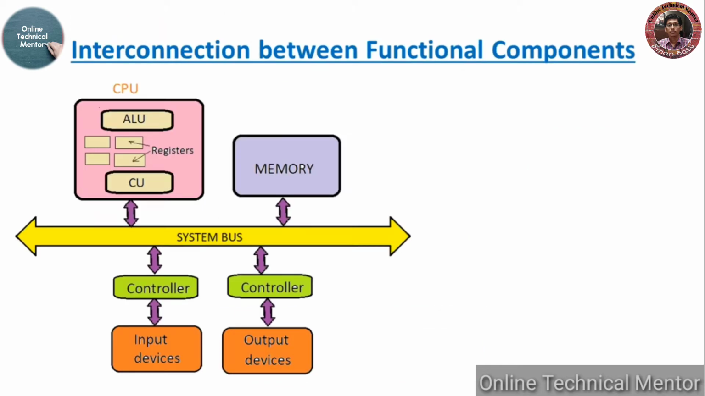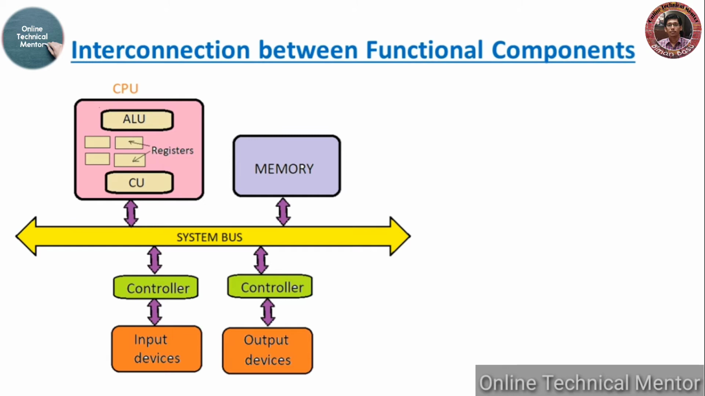Now let me show you the interconnection between functional components. So a computer has a CPU, memory, input device, output device. All these components are connected through some wires. And the external devices, input devices and output devices, are connected with these wires through a controller. The internal wires of a computer are called bus. The term bus is used to denote a group of wires which act as a path for digital signals.